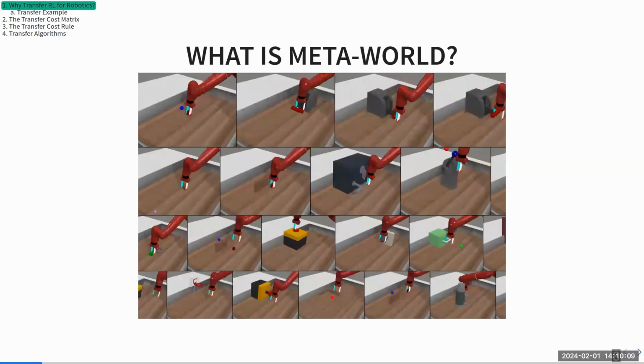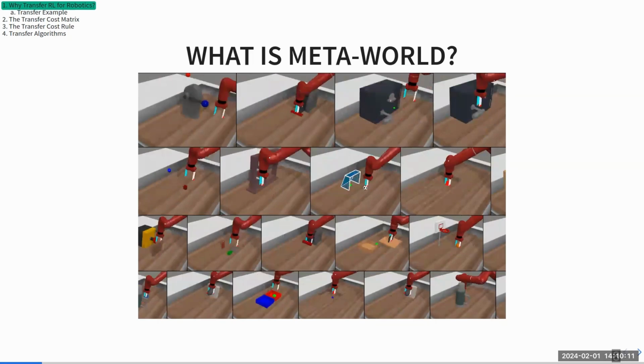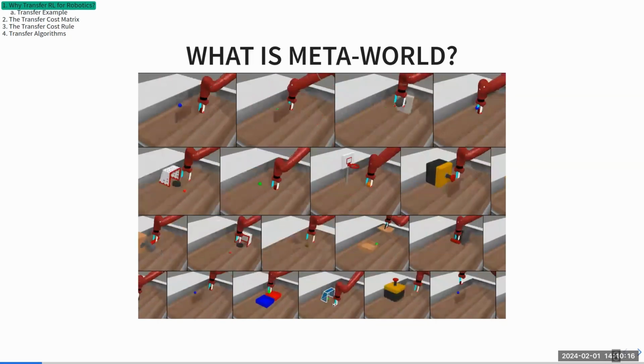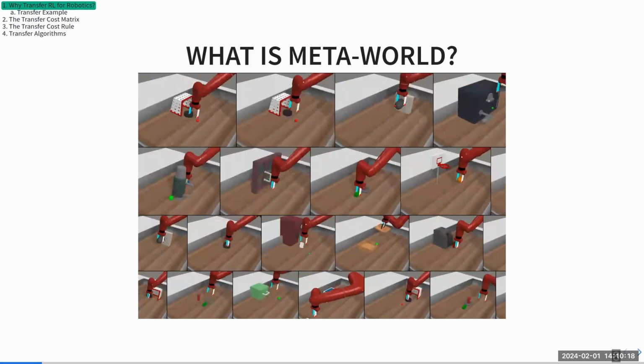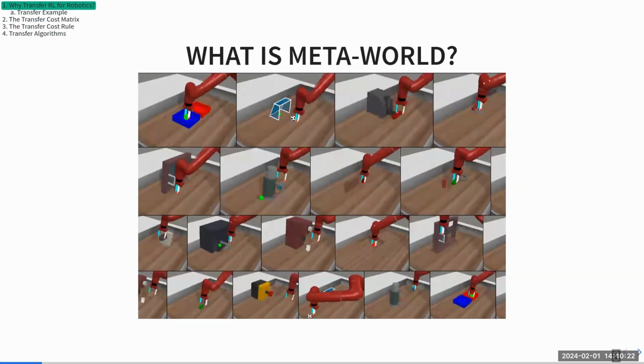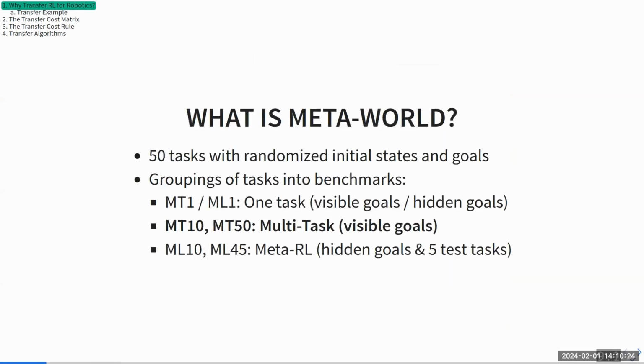It's all rigid body objects. Each one of these tasks has randomized initial states and also randomized goal states. Right, so one task is not a simple deterministic configuration.